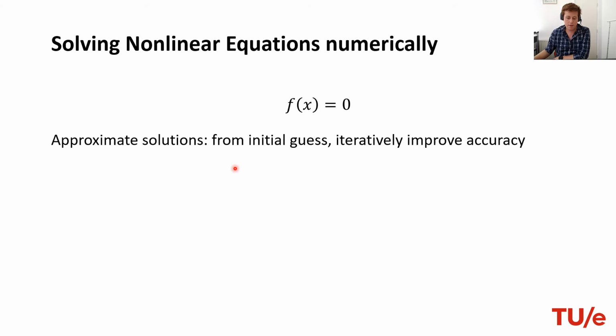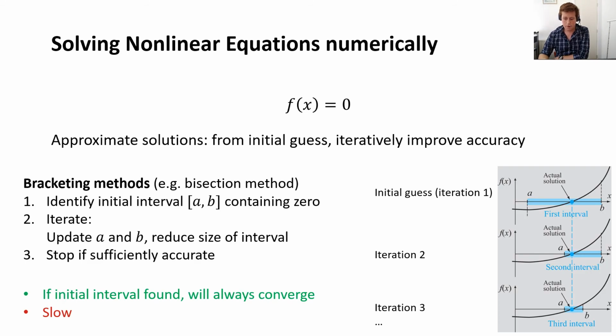Because we do this iteratively, we increase the accuracy as we go through the iterations, but it's very rare that we will actually find exact solutions. So there will be approximate solutions that we come up with in the end, although they can be very accurate. There are basically two main classes of methods. The first class of methods are bracketing methods, and the bisection method, which we will discuss in the next video, is an example of that.